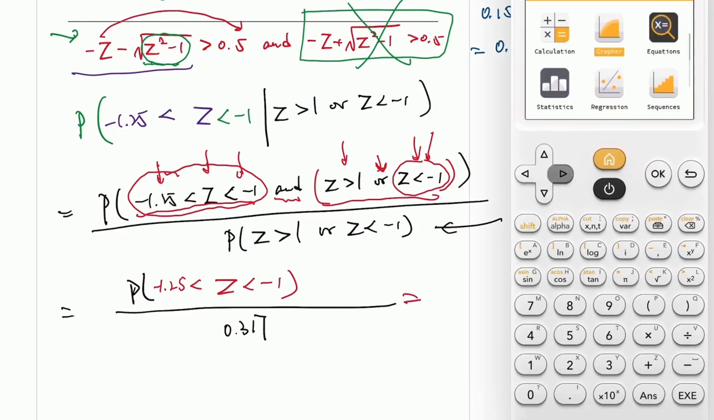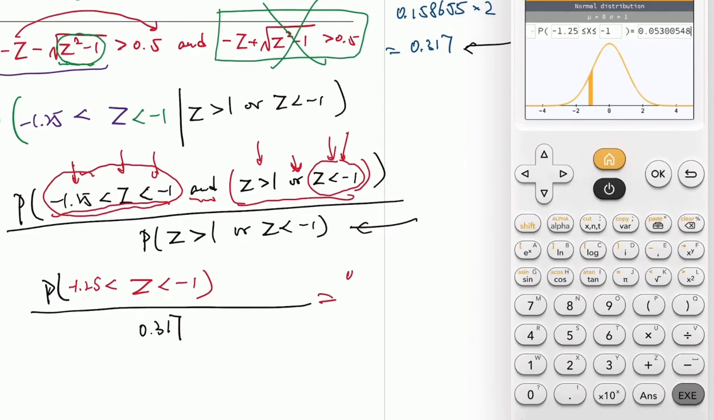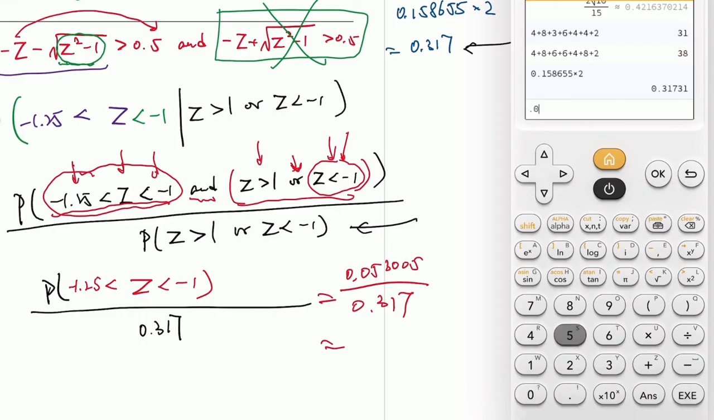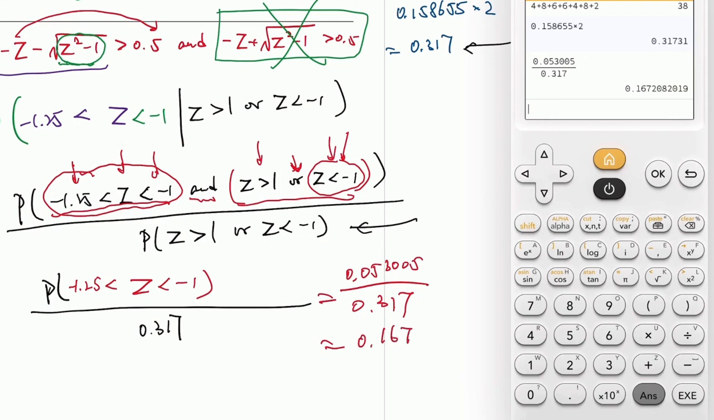Again, that's a normal. So what's that? Negative 1.25 minus 1. So is that. And that. .167. Okay.